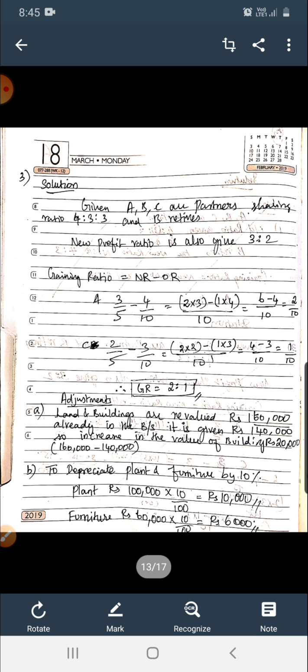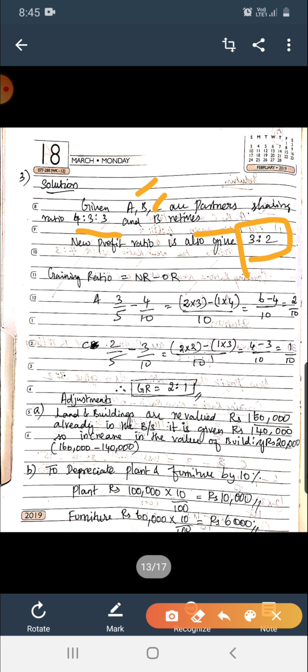Here, first, A, B, C are partners sharing profits in the ratio 4:3:3, and B is going to retire. The new profit sharing ratio, 3:2, is given in the question. Gaining ratio: for A, new share 3/5 minus old share 4/10, after LCM we get 2/10. For C, new share is 2/5 and old share is 3/10, and we get 1/10 after LCM. So the gaining ratio is 2:1.